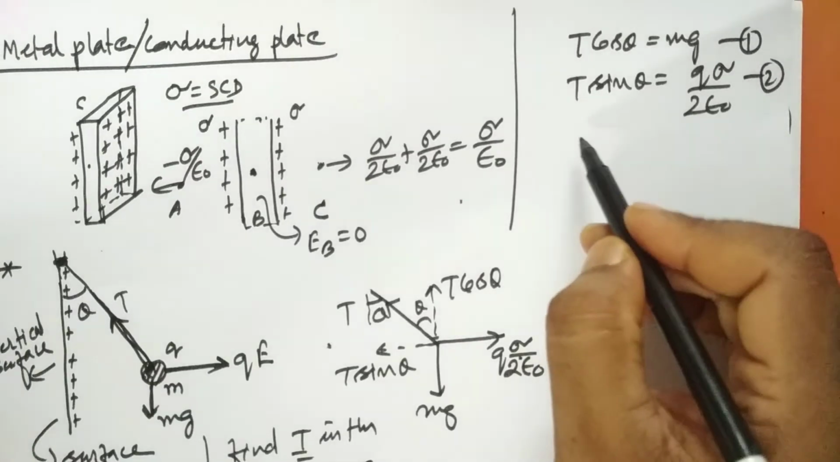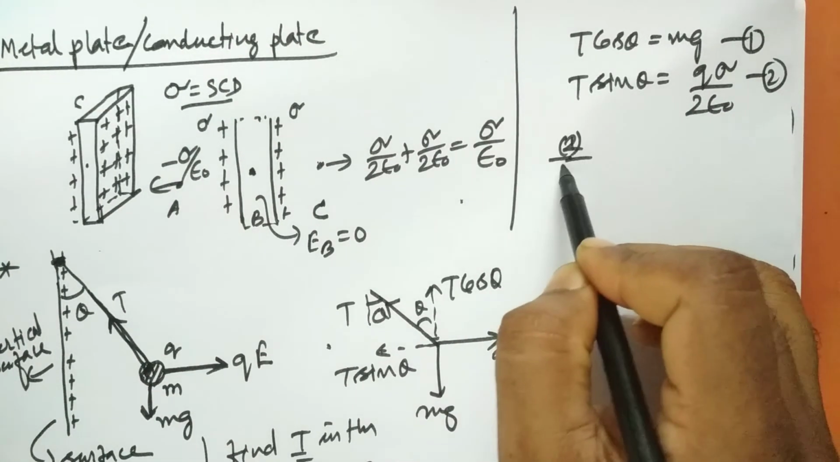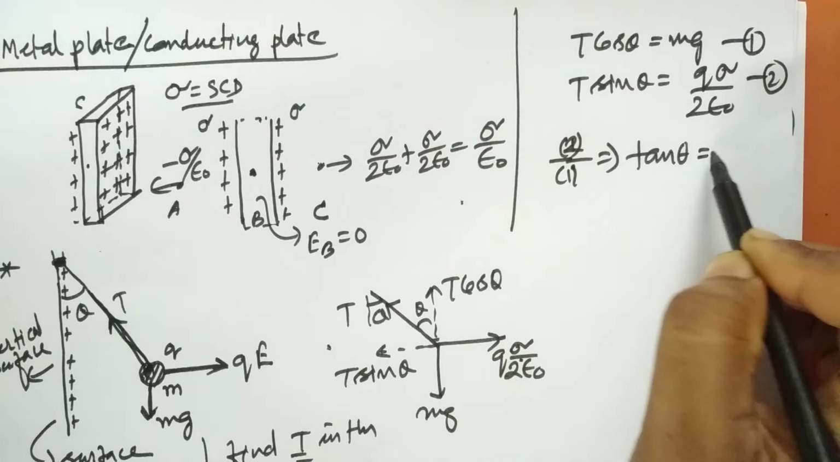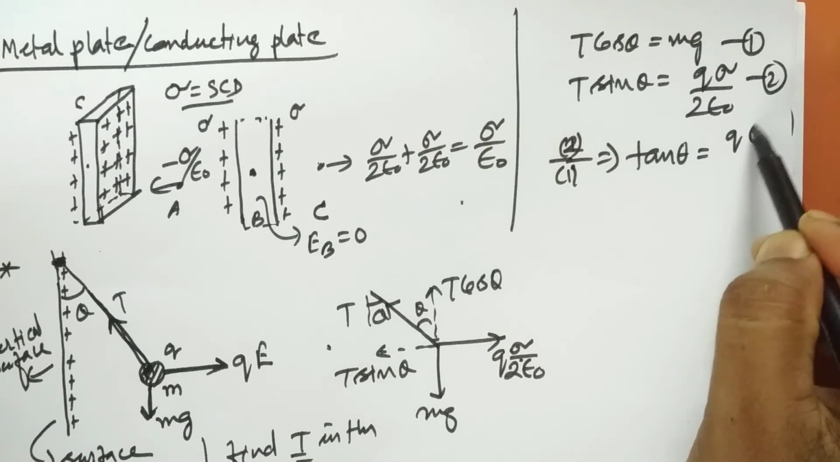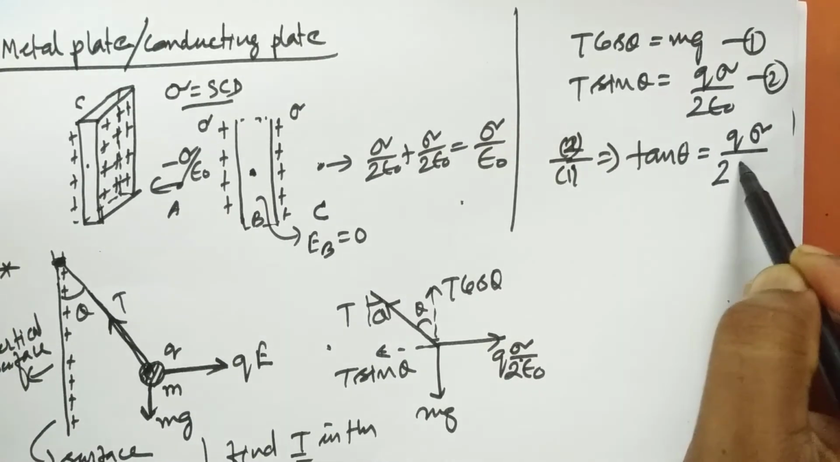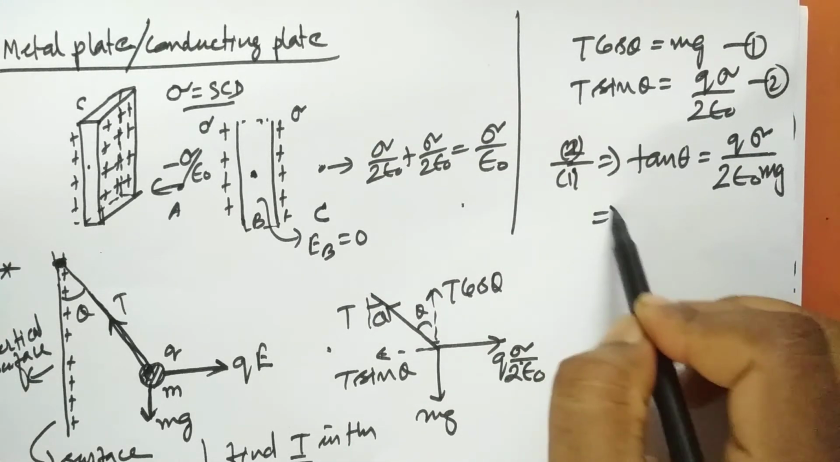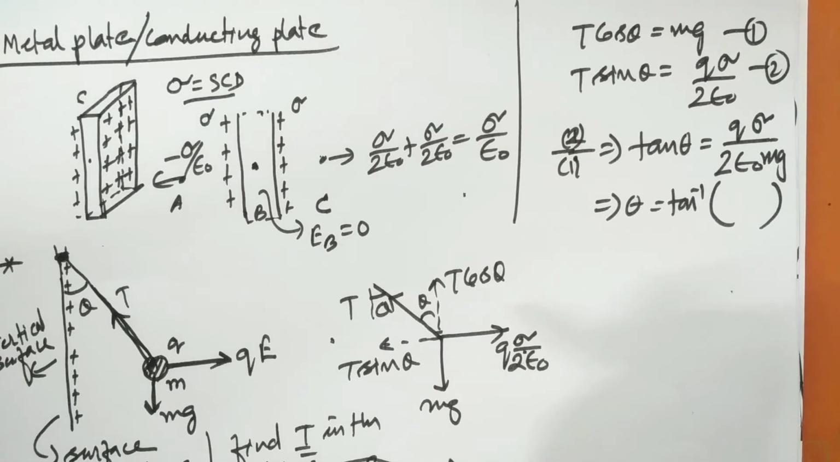To get the angle, divide equation 2 by equation 1, you will get tan theta. Tan theta will become how much? q sigma divided by twice epsilon naught, divided by mg. So theta is equal to tan inverse of that, rest you know.